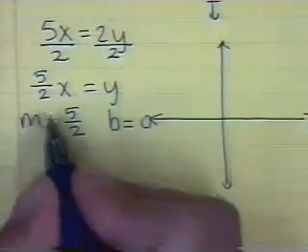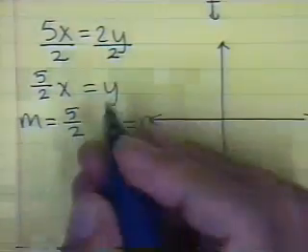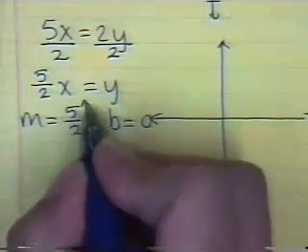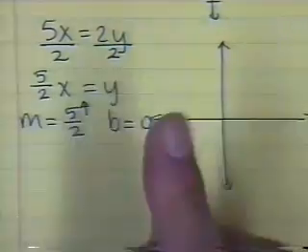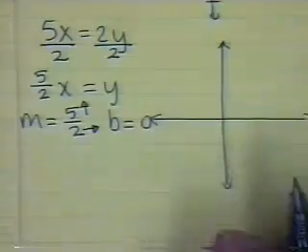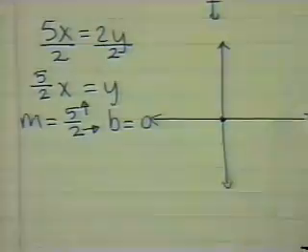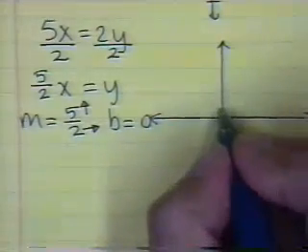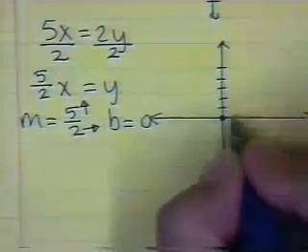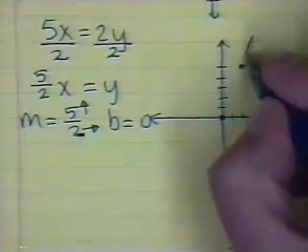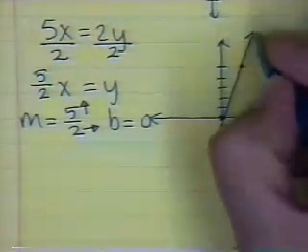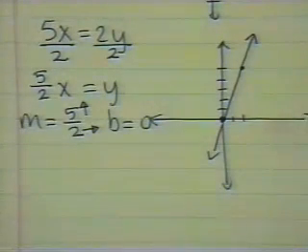Now it looks like, since our slope is positive 5/2, remember the top number tells me how to move up or down depending on the sign. It means we're going to go up 5 and to the right 2. Starting at a y-intercept of 0, we're going to go up 5 and over 2. There we have it.